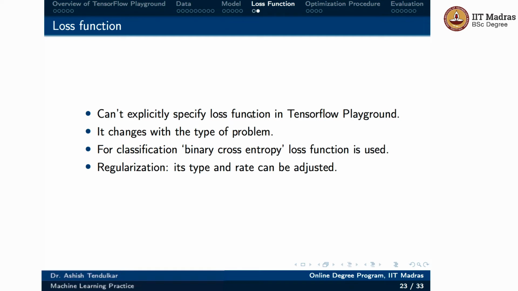So it's a very general concept in machine learning. So do not worry about it right now. We'll study it in due course of time.